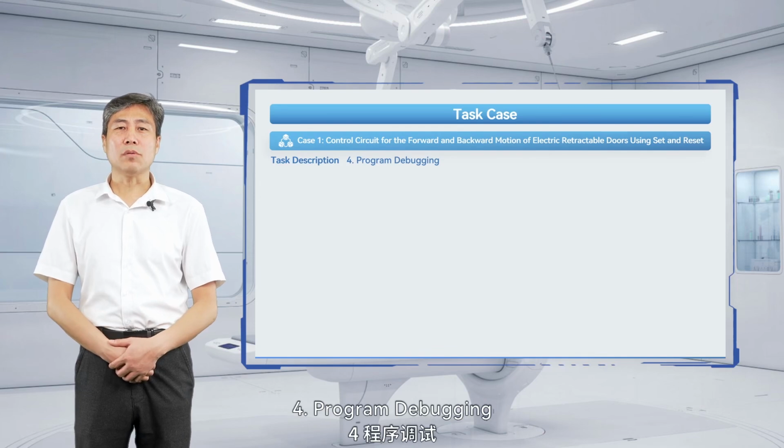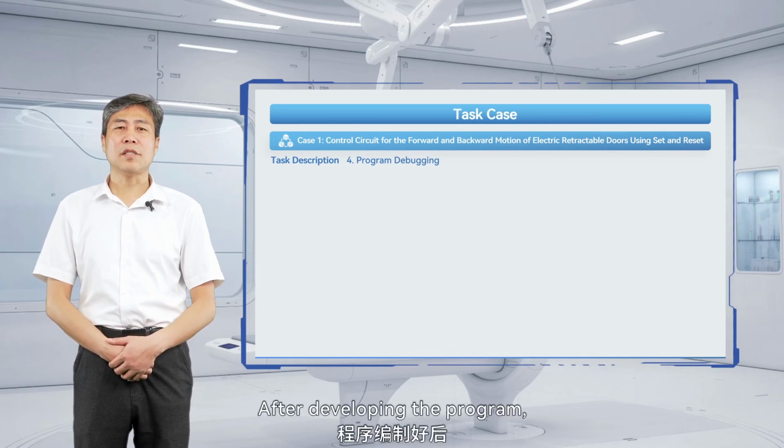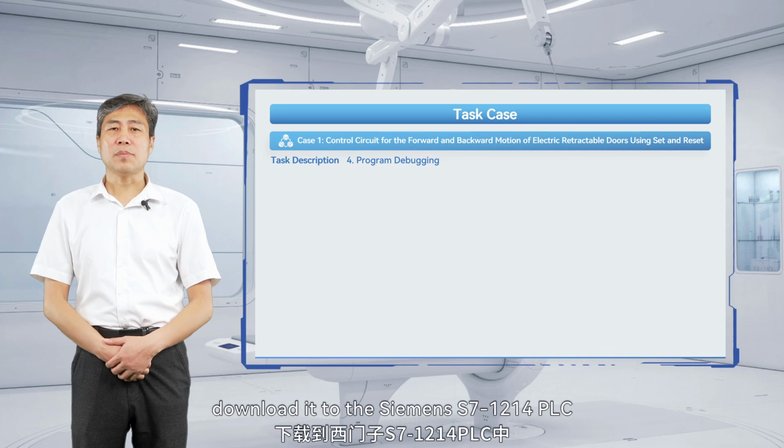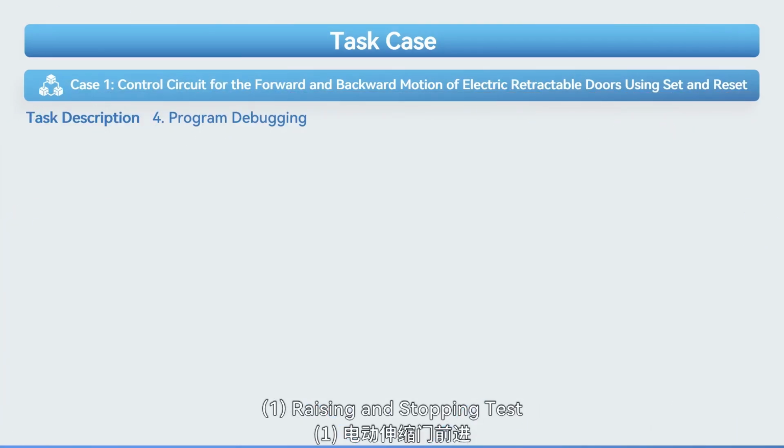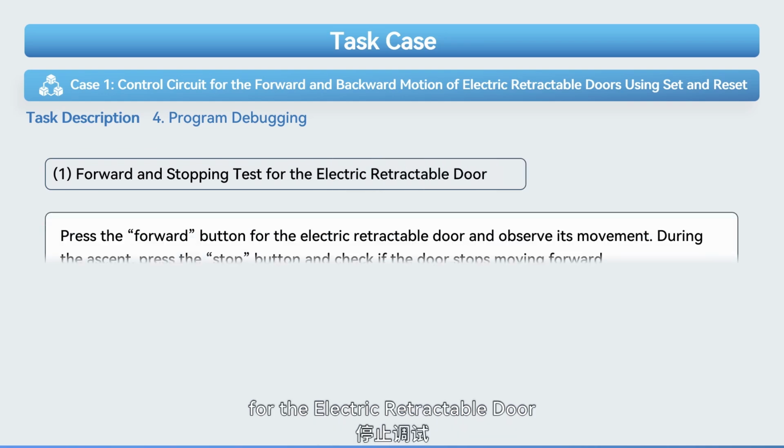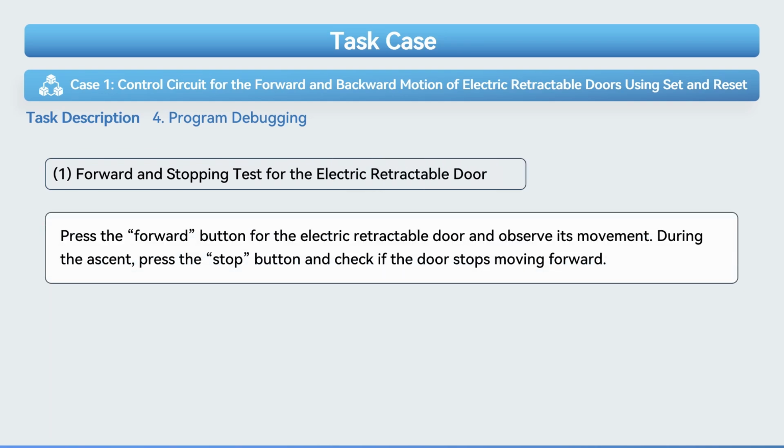4. Program debugging. After developing the program, download it to the Siemens S7-1214 PLC and debug it. 1. Raising and stopping test for the electric retractable door. Press the rise button for the electric retractable door and observe its ascent.